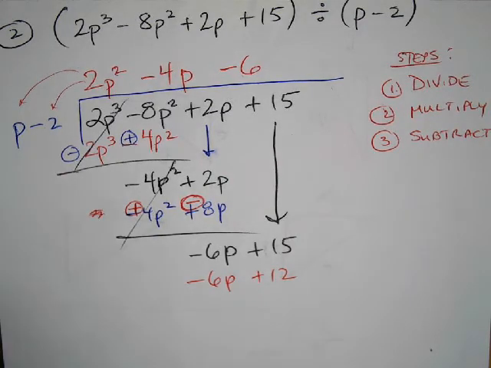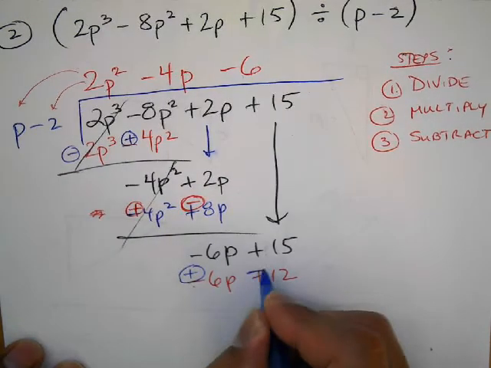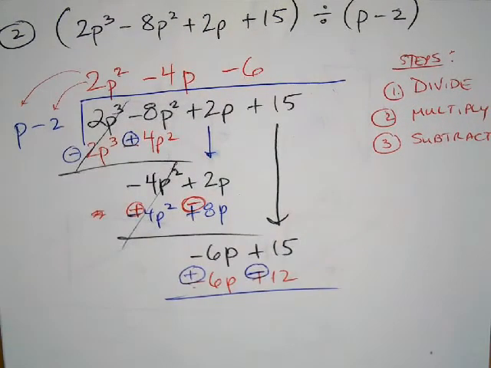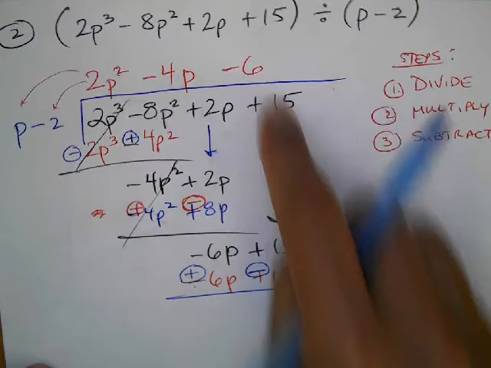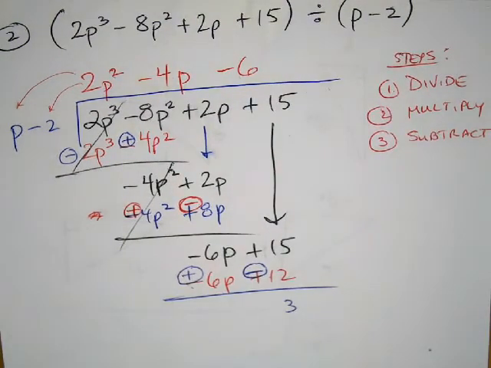Now let's do the subtract. When you subtract, that changes these signs. That changes to a positive. That changes this to a negative. And we're going to get a remainder. Don't think it's always going to be remainder 0. Here we have a remainder of 3. 15 take away 12, 3.